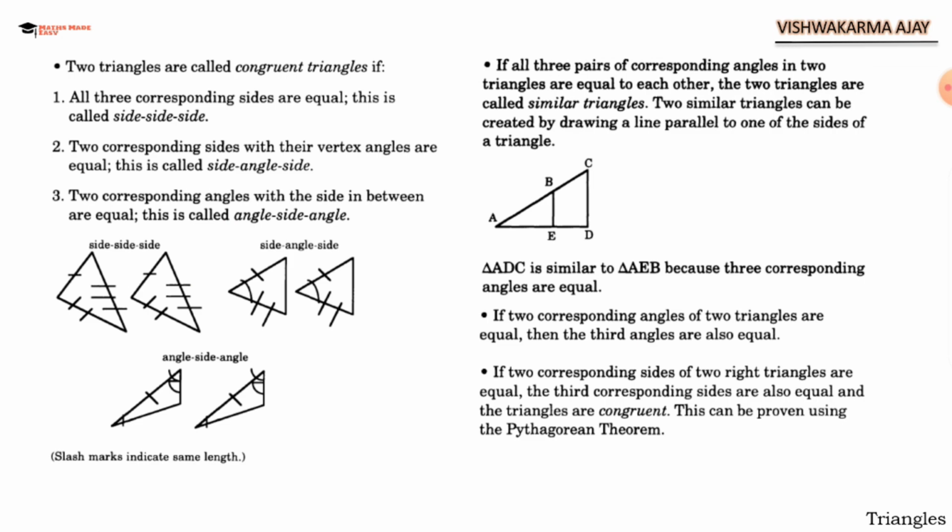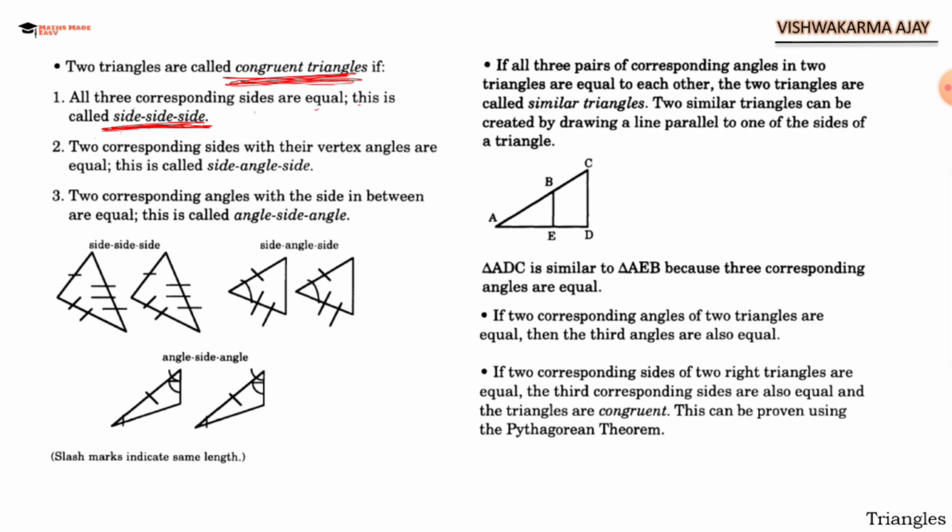Two triangles are called congruent triangles if, okay, what is the condition to be a congruent triangle? Congruent means same, copy. If the sides are the same, all the angles are the same, then the triangles are called congruent triangles. All the three corresponding sides are equal, and this is called side, side, side. This is evidence. If all the sides are equal, with this evidence, side, side, side, we can say that the triangles are congruent.